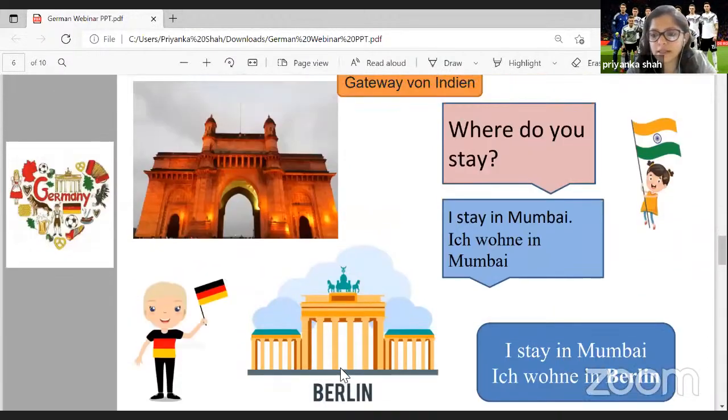So for example, I stay in Mumbai. The other person is staying in Berlin. This lady here, she stays in Berlin. So she will say, Ich wohne in Berlin. I stay in Mumbai. So I say, Ich wohne in Mumbai. Ich means I. And wohne means to stay. So, was ist dein Name? My name is Priyanka. Ich bin Indisch. Ich wohne in Mumbai. These are the three questions which you know to how to introduce yourself.